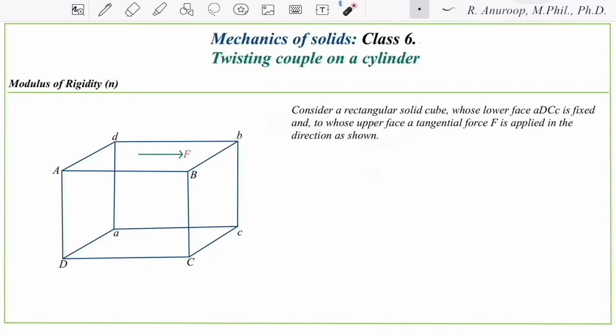Hello everyone. This is the sixth class on the mechanics of solids. In this class, we will study the twisting couple on a cylinder.